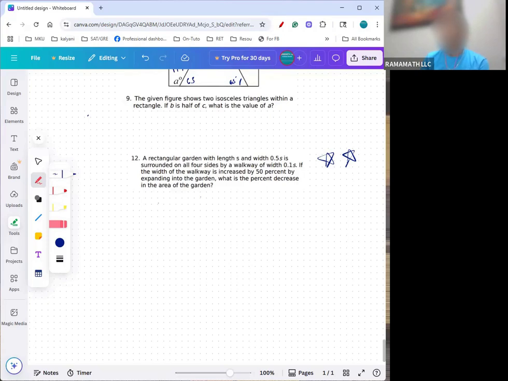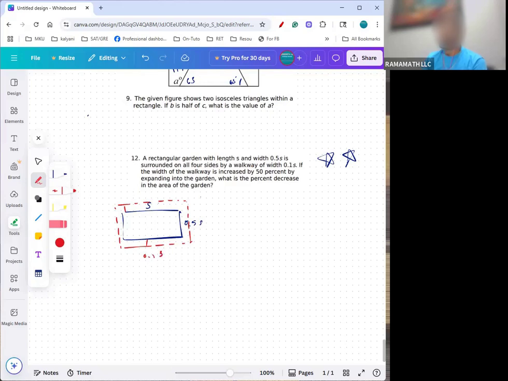So the first thing, rectangular garden, the length is S. So I'll take this one, S. And the width is 0.5 S. Okay, so that's what is given. Now, surrounded on all four sides by a walkway, the width is 0.1. So there is a 0.1 width right here. There's a walkway. Okay, so this is 0.1 S.